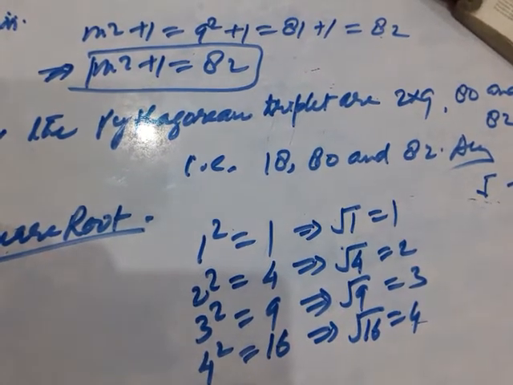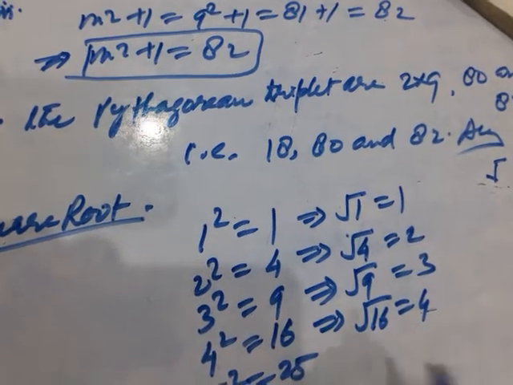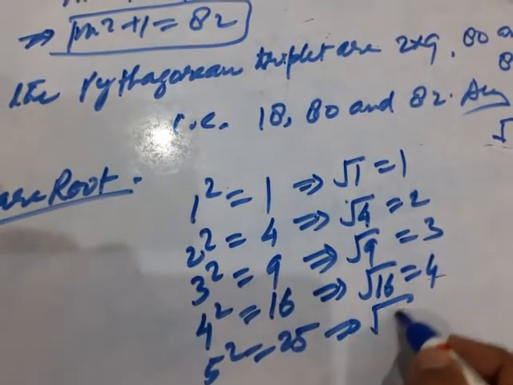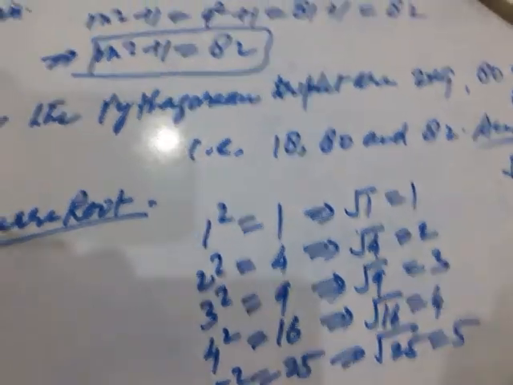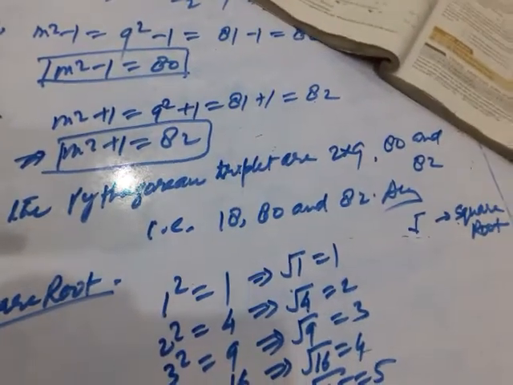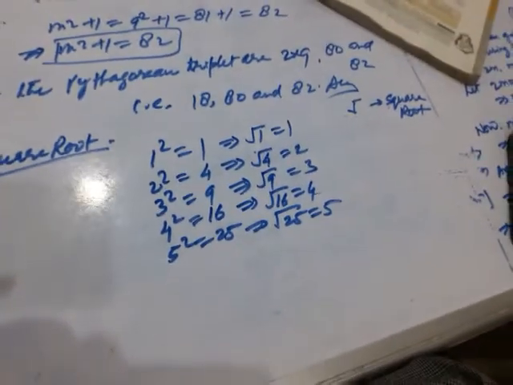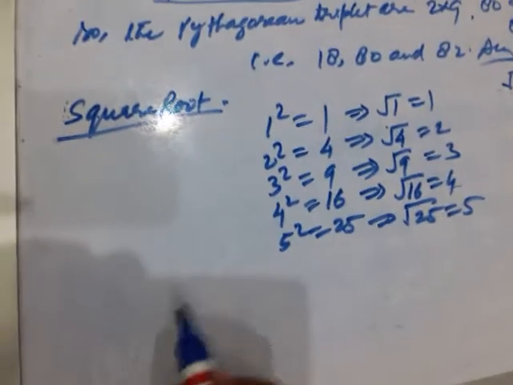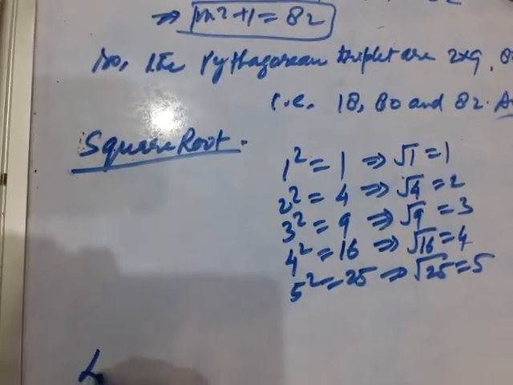Similarly, 5 square equal to 5 5 is 25. This implies that square root of 25 equal to 5. So now you must have understood, children, what is square root and how can we define. What is the official definition of square root? Let us define it. The square root of a number definition.